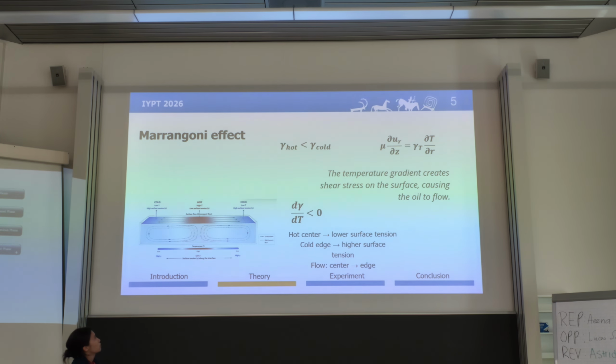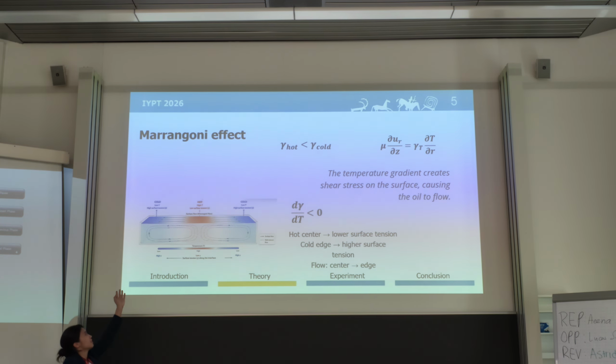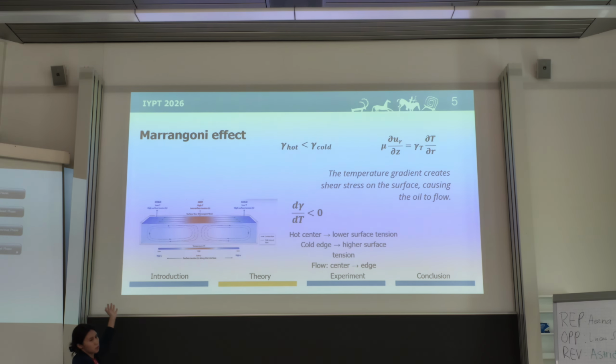If you look at this, we have the heated surface, so we have the temperature that is coming from the center. So that's why we actually have the main temperature in the center because of the buoyancy-driven convection. So the edges are more cold, and the oil moves from the hot region to the colder ones.